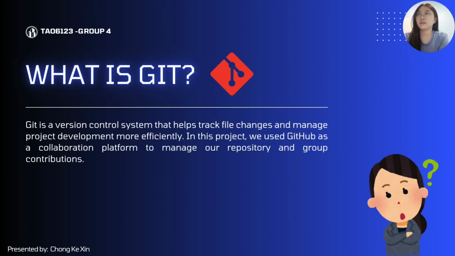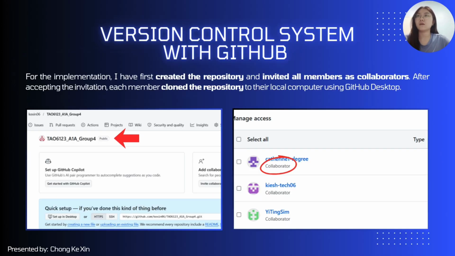So what is Git? Git is a version control system that helps to track file changes and manage project development more efficiently. In this project, we use GitHub as a collaboration platform to manage our repository and group contribution. For the implementation, I first created the repository and invited all members as collaborators. After accepting the invitation, each member cloned the repository to their local computer using GitHub Desktop.